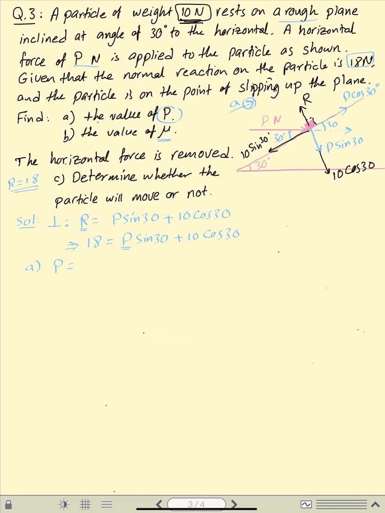P is equal to, in one step, 18 minus 10 cosine 30, dividing by sine 30. So P is equal to 18.7 newtons.